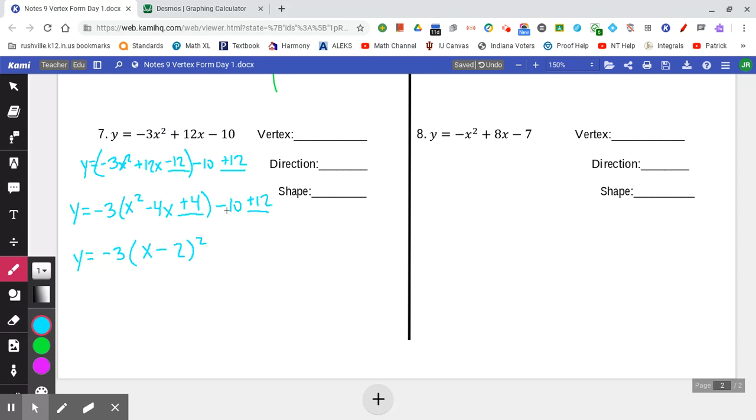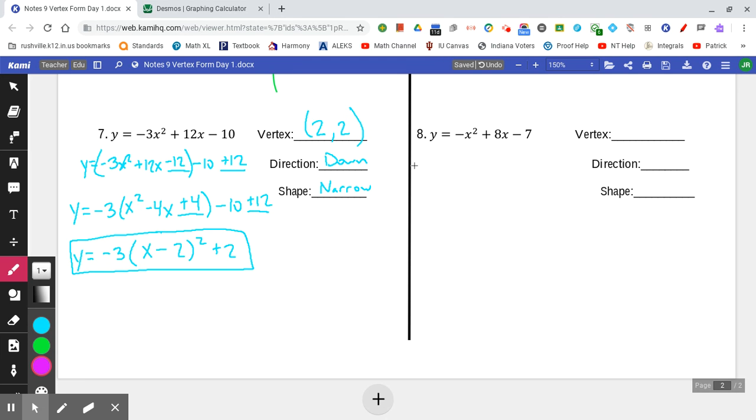Here, I just need to combine those. Negative 10 plus 12 is going to give me the positive 2. So here is my equation in vertex form. That a is negative, which means that this graph opens down. Negative 3, the absolute value of that is more than 1, which means this graph is going to be narrow, and its vertex would be located at positive 2, positive 2.